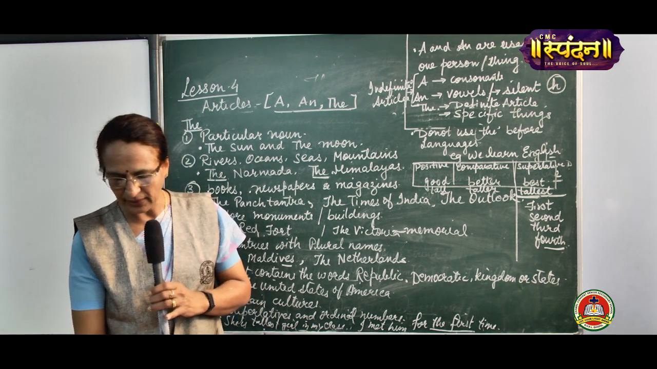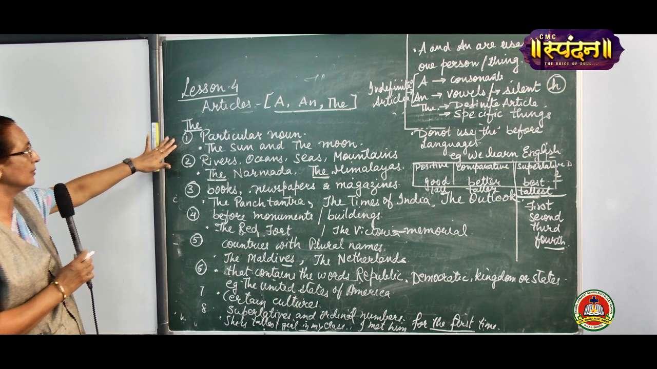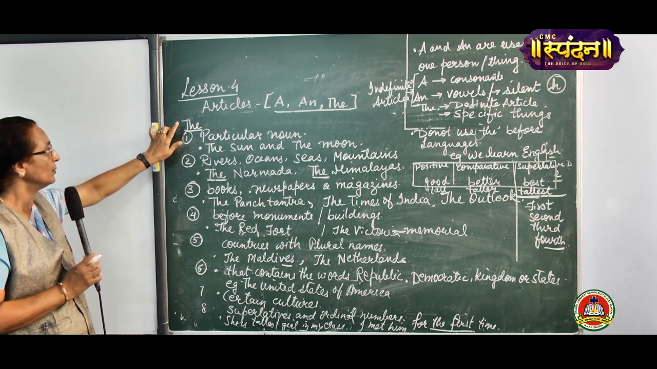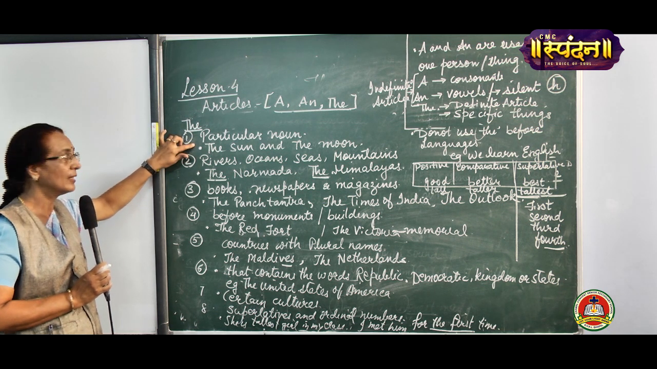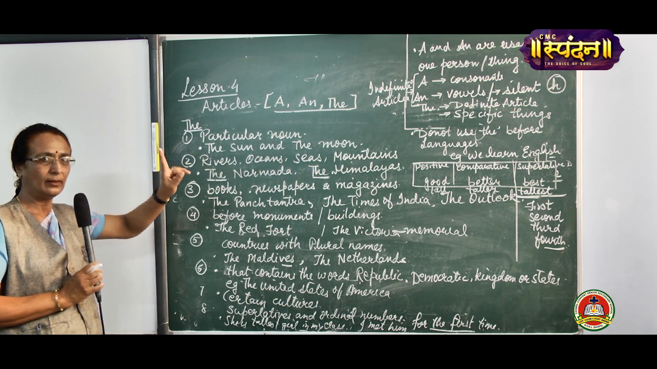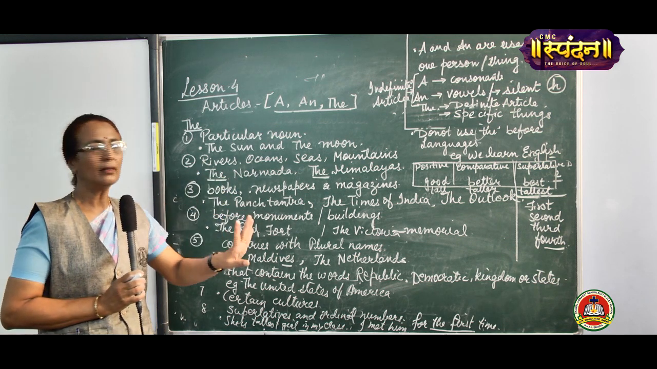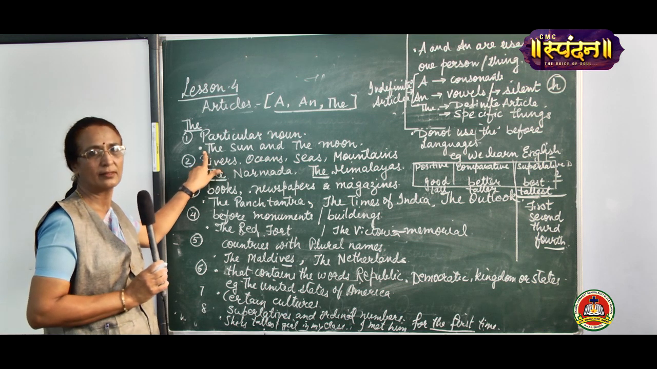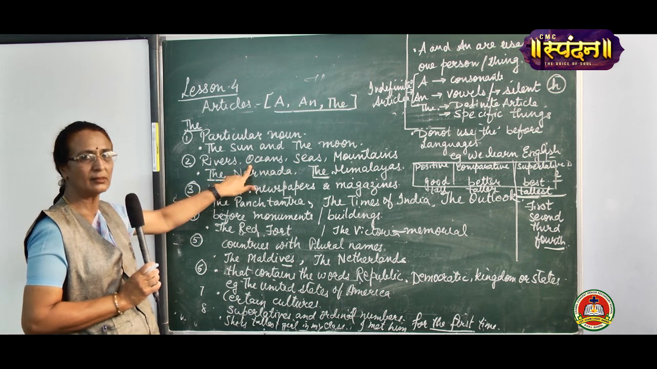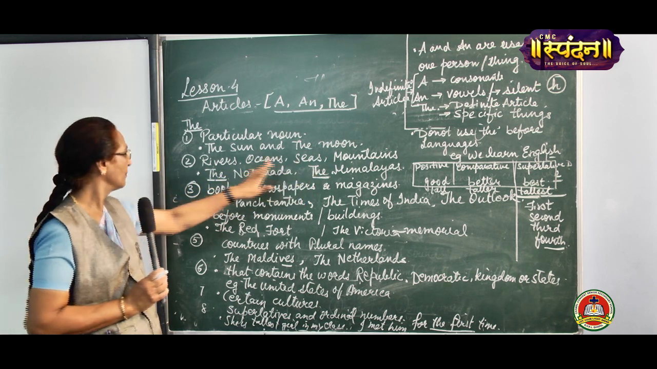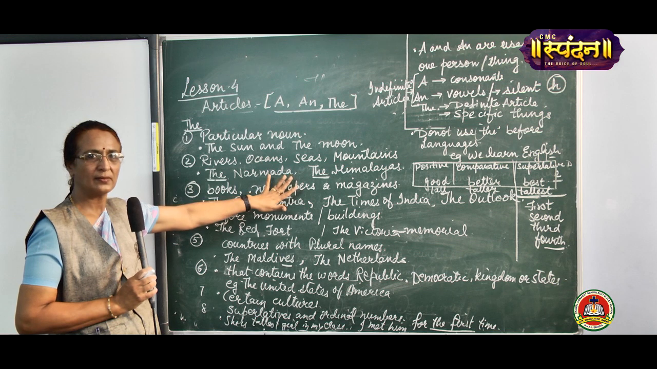So, quickly we will revise where and how we use the article the. The, as I told you, is used before particular nouns, like the sun, the moon, one of its kind, the earth, the universe. We are going to write down the before that. Is that clear? Then the is used before the rivers, oceans, seas and mountains. The Narmada, the Himalayas, the Caspian Sea.